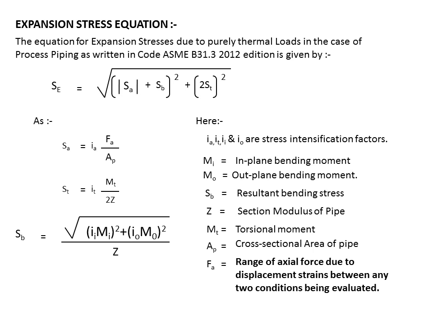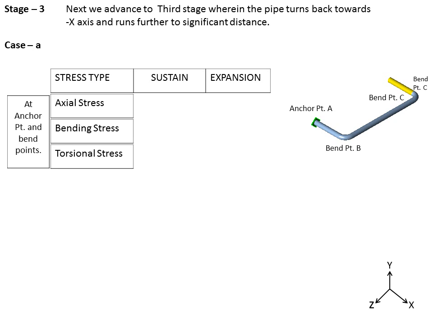Now again herein we will be looking at various configurations, as we have seen in the earlier video. Here we have stage 3 case A, where the pipe turns back towards the x-axis and runs further to a significant distance. So continuing from the previous video, we will try to find out the three basic components of the stresses, the axial, bending and the torsional, as given in the process piping code B31.3, and we will see for this configuration how these stresses are calculated in the sustain and the expansion condition for this configuration.